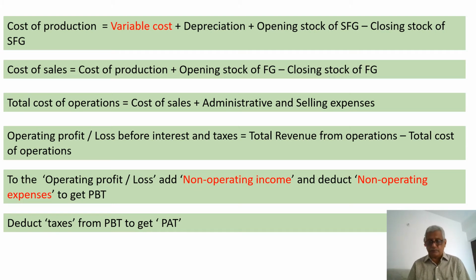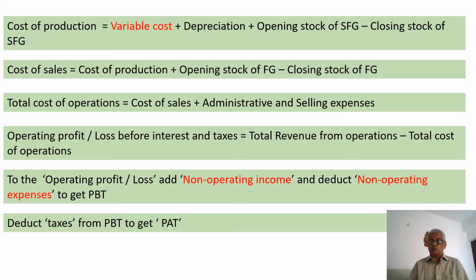It is nothing but the cost of production which you have already calculated plus the opening stock of finished goods. That is, at the beginning of the year, on 1st of April, the value of the finished goods which I produced but couldn't sell is to be added. And the closing stock of finished goods, that is, as on the 31st of March of the current year, whatever is leftover of the finished goods which I couldn't sell during the current year, is to be deducted.